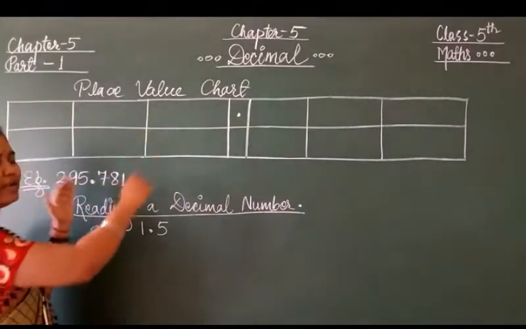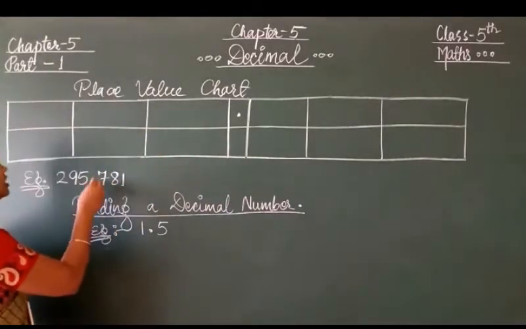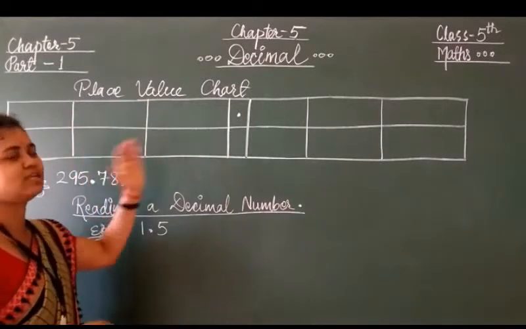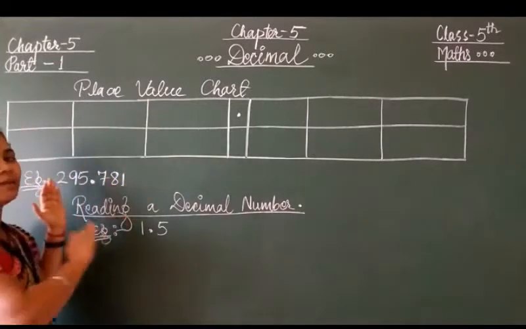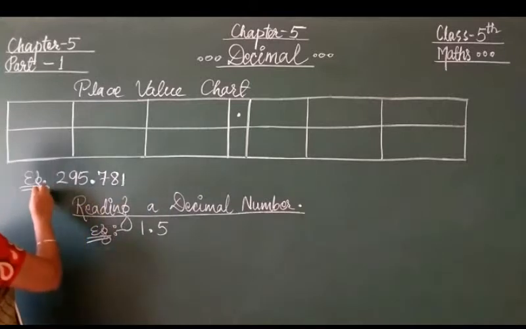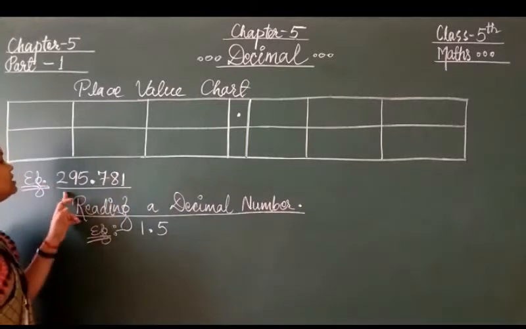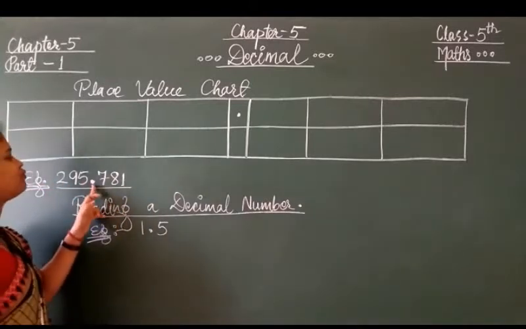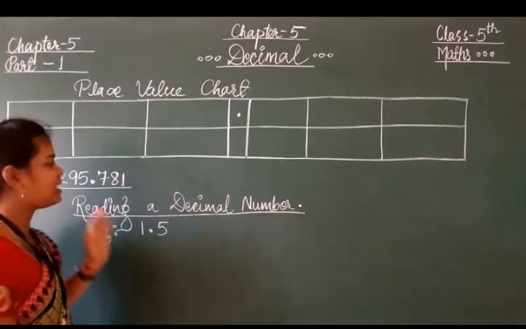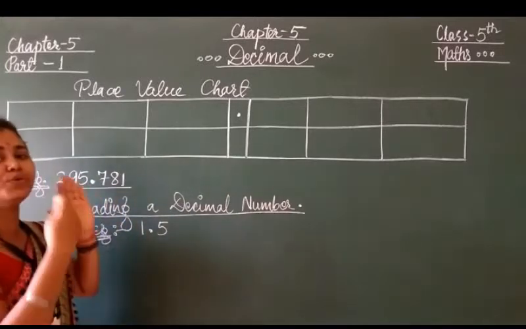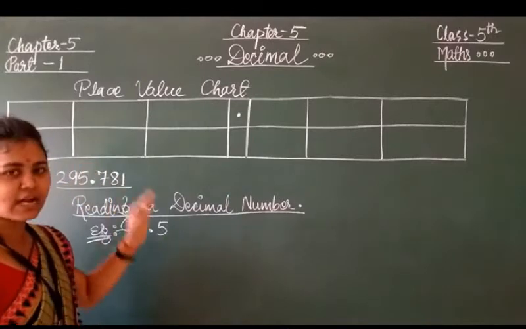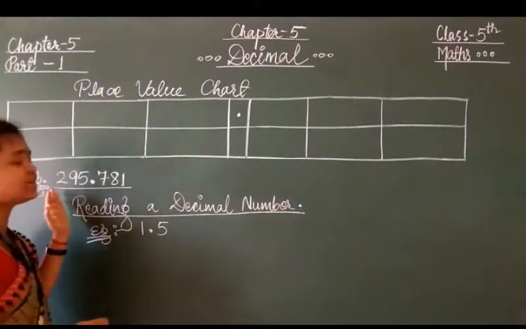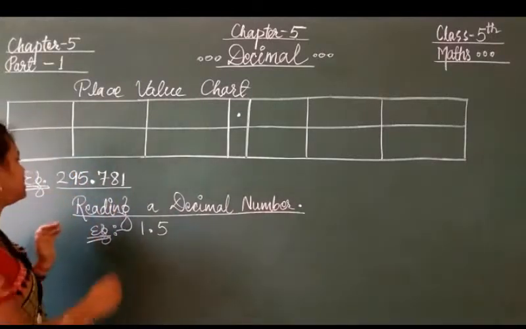I have made a box. Here in this box we have to put the chart, meaning we have to complete the place value chart. Here I have taken one example, students, 295.781. I will tell you in this video how to read it, what places are there, and what periods are there.